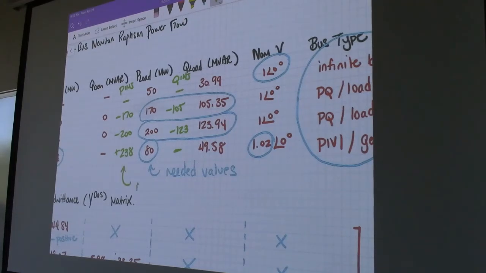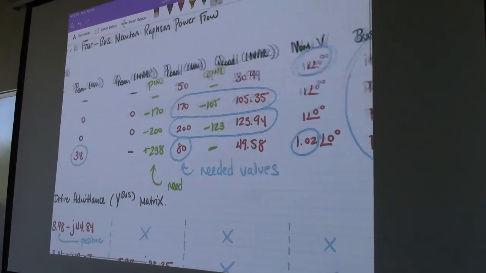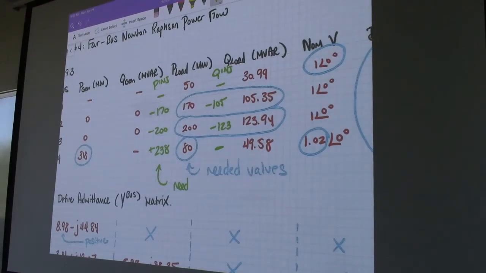I understand all those besides the 238. It's 318 minus 80. The injection will always be the generation minus the load, because the injection is assumed to be a positive value, or assumed to be referenced going into the bus. So generation is positive, load is negative.